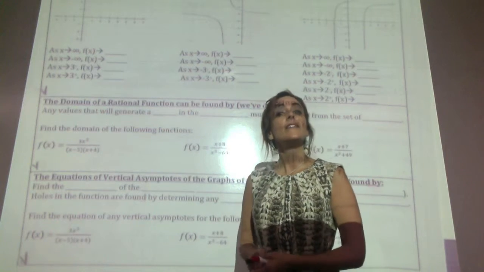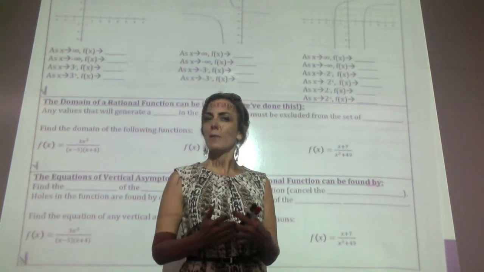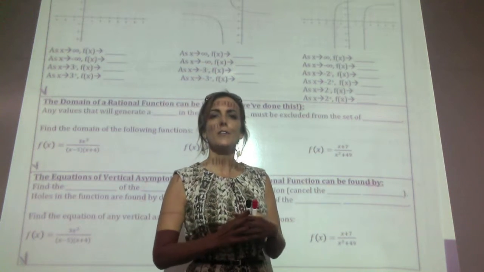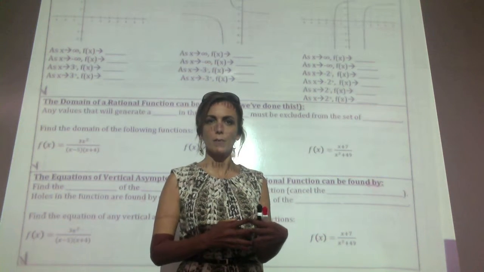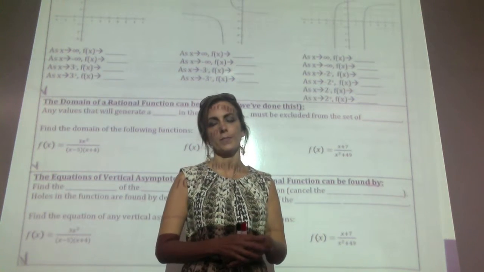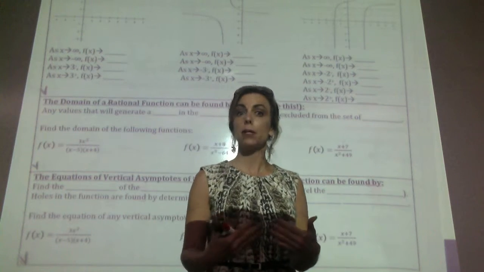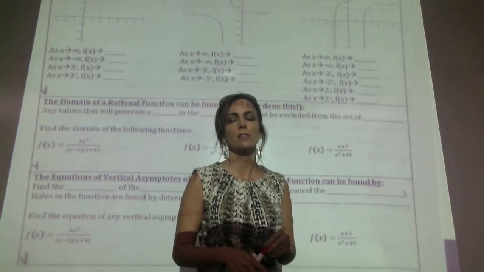Hey there. In this video, we're going to discuss how do you find the domain of a rational function, how do you determine the vertical asymptotes of a rational function, and how do you find where there are holes in a rational function. So the first thing we want to discuss is domain, because the other two are related to the domain of a rational function.